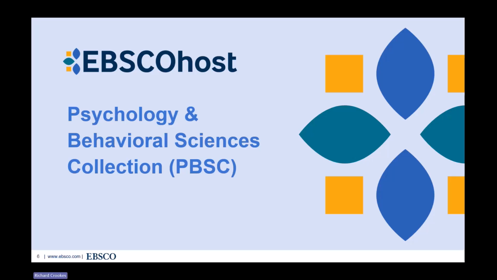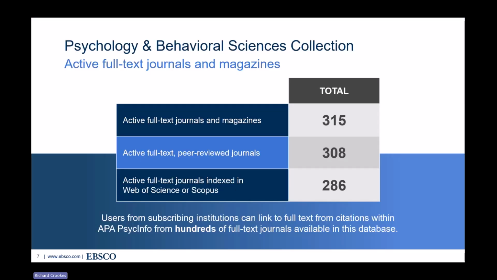In this session, we'll give a brief overview of this database. Just to remind you that you have 315 active full-text journals and magazines available, and users from subscribing institutions can link to full text from citations within APA PsycInfo from hundreds of full-text journals available in PBSC. APA PsycInfo is an abstract index-only, bibliographic database, but due to smart linking technology, if you've also got PBSC available, then those full-text links will be transferable to APA PsycInfo for the content that's also indexed there.